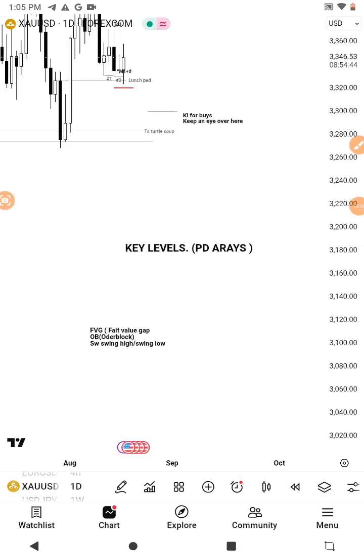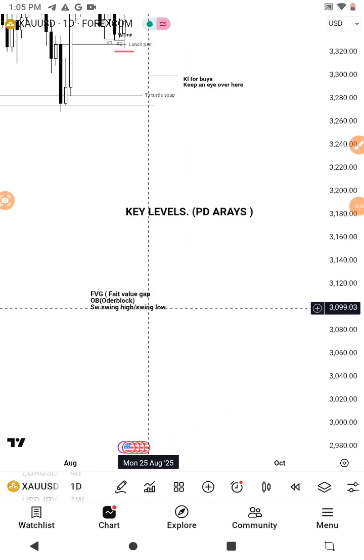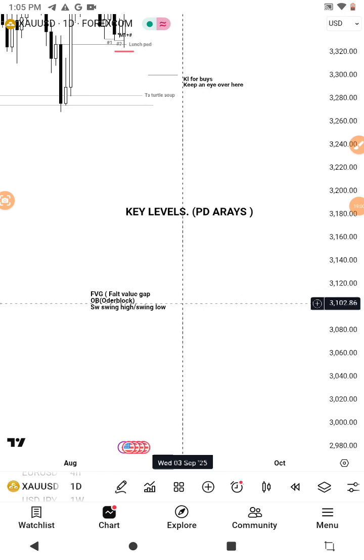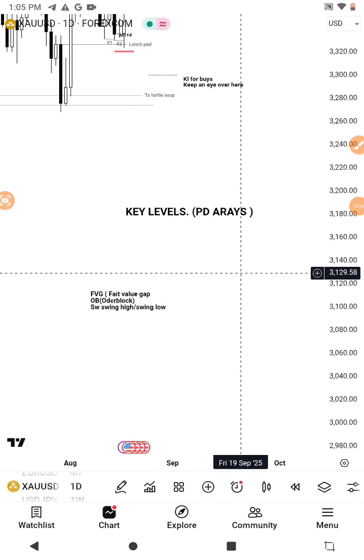Key level: fair value gap, order block, swing high, swing low, old high, old low. We can call it so. You can call it so.